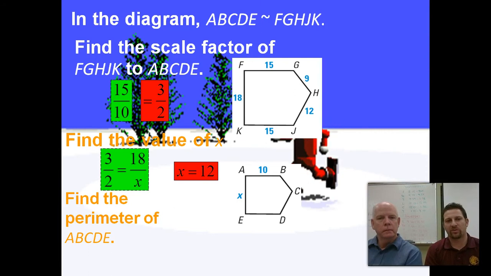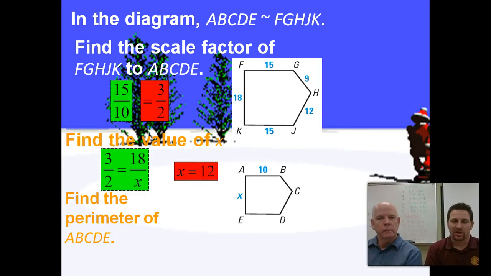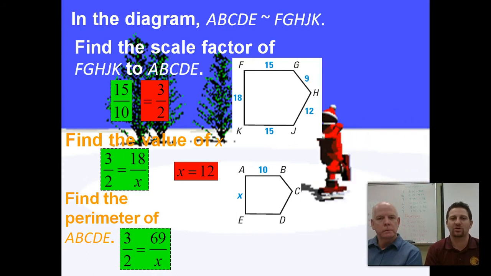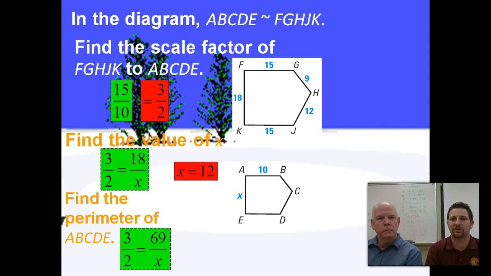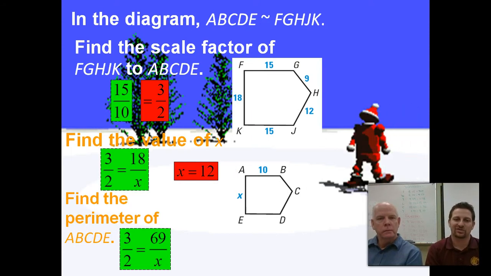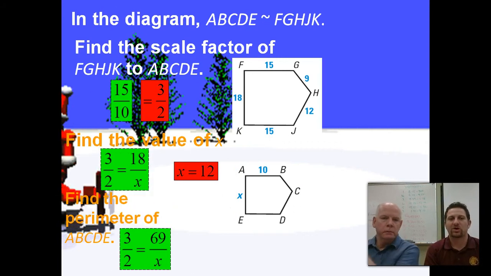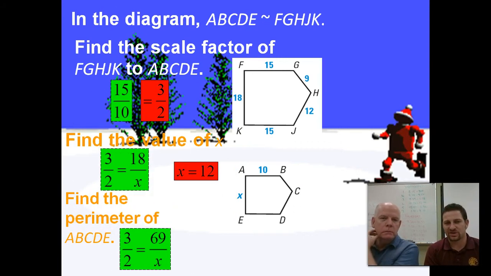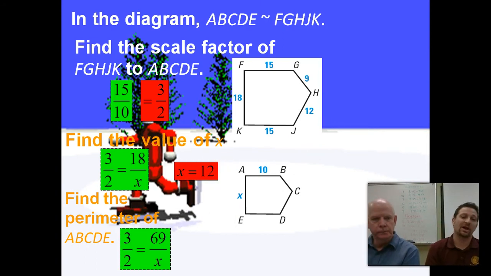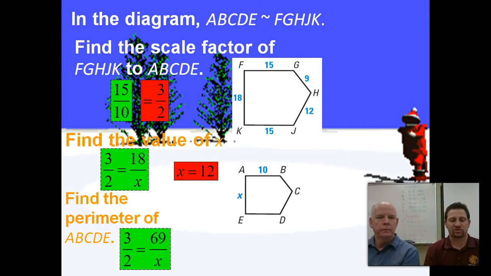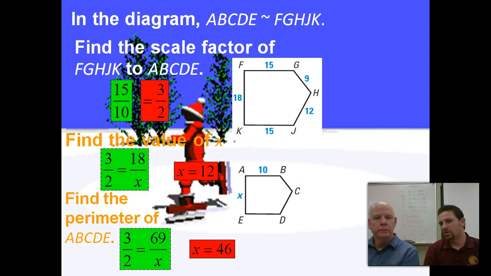To find the perimeter here, all you got to do is take the perimeter of the larger one and use that same scale factor and make your proportion, and you should be able to come up with your answer. So I've got 3 over 2 equals 69 over X, and the 69 comes from 18 plus 15 plus 9 plus 12 plus 15. That gives you the 69. Remember what Mr. Scritchfield just said on the previous slide: the perimeters are also part of the same scale factor. So now all you got to do is cross multiply, and you get 138 equals 3X, and we get 46. So pretty straightforward.